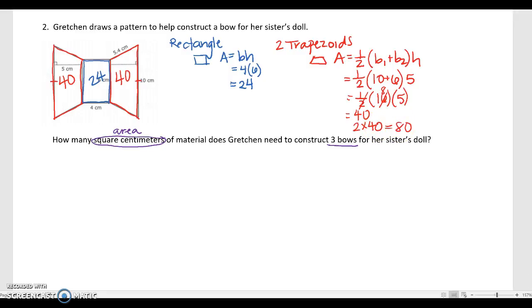So I'm going to go over here and do my total, right? So my total is 24 plus 80. So 4, 8, 9, 10. So my total is 104 centimeters squared. So is that what the question's asking for? It says how many square centimeters of material does she need to construct 3 bows? So we have 1 bow, right? Equals 104 centimeters squared, but we want 3 bows.